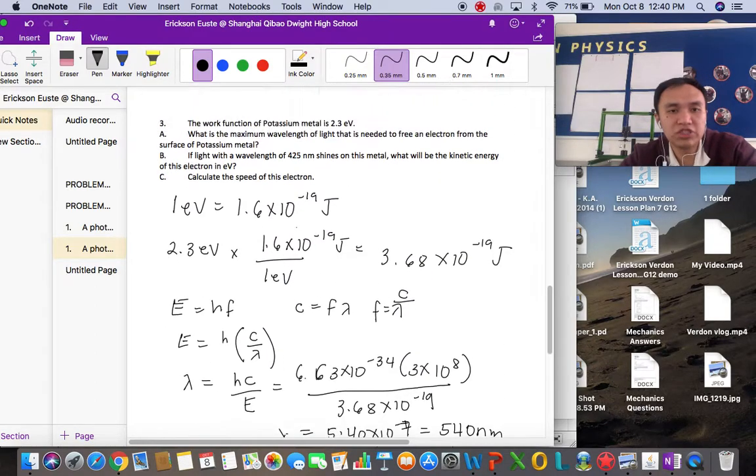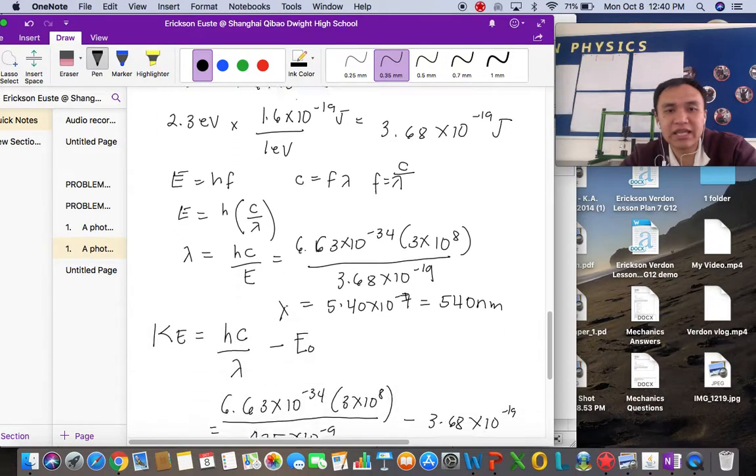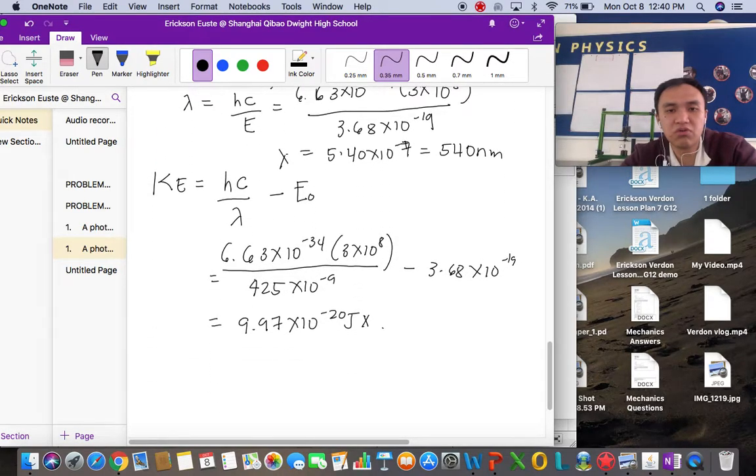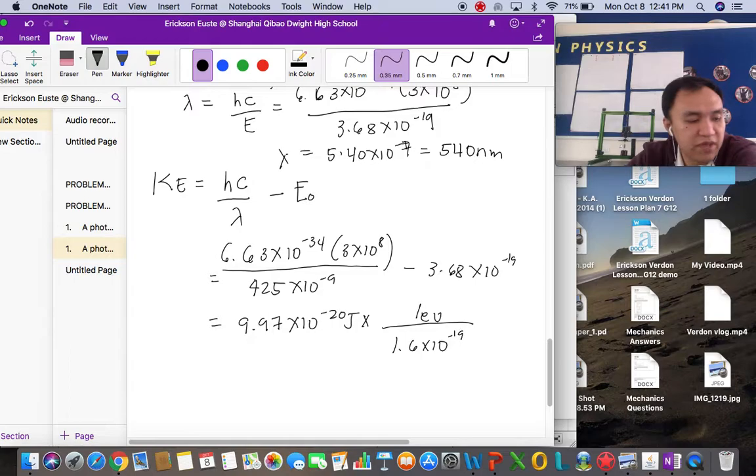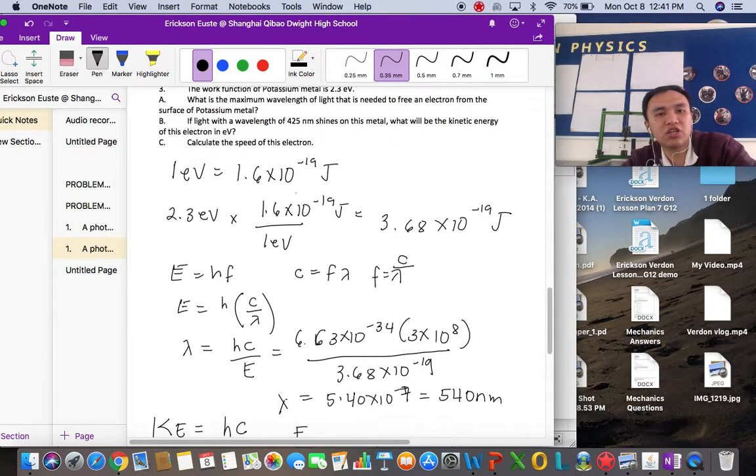Now, the question is, what is the kinetic energy in eV? So all you need to do is just to convert it. So 1 eV is equal to 1.6 times 10 to the negative 19 joules. So the answer is 0.623 eV. This is the kinetic energy of the ejected electron.